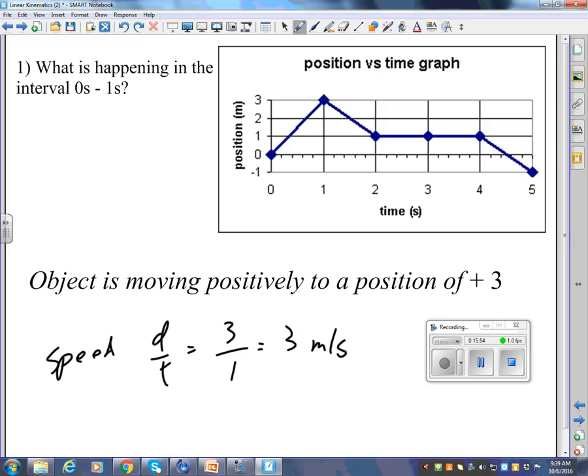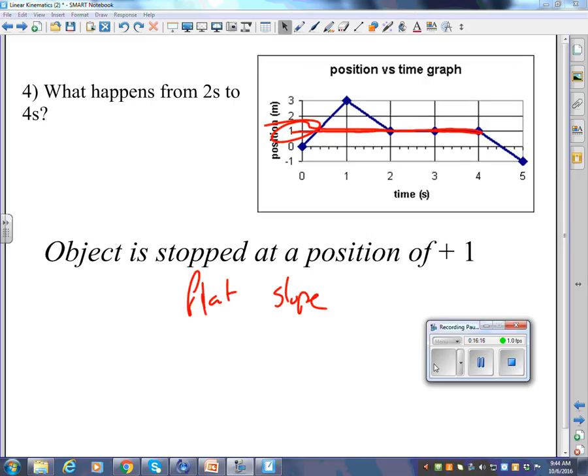Would it be a constant 3 meters per second? What is the shape of the graph when it's a constant 3 meters per second? Straight line, exactly. So the slope of that line throughout that interval is 3, right? Okay, that's good. You guys remember all this stuff.